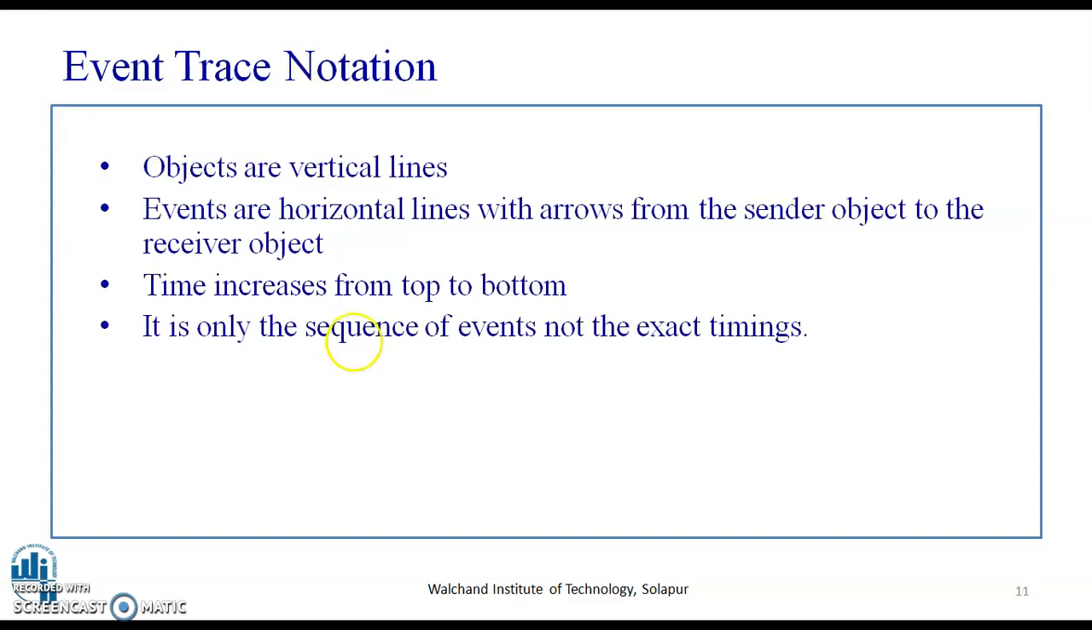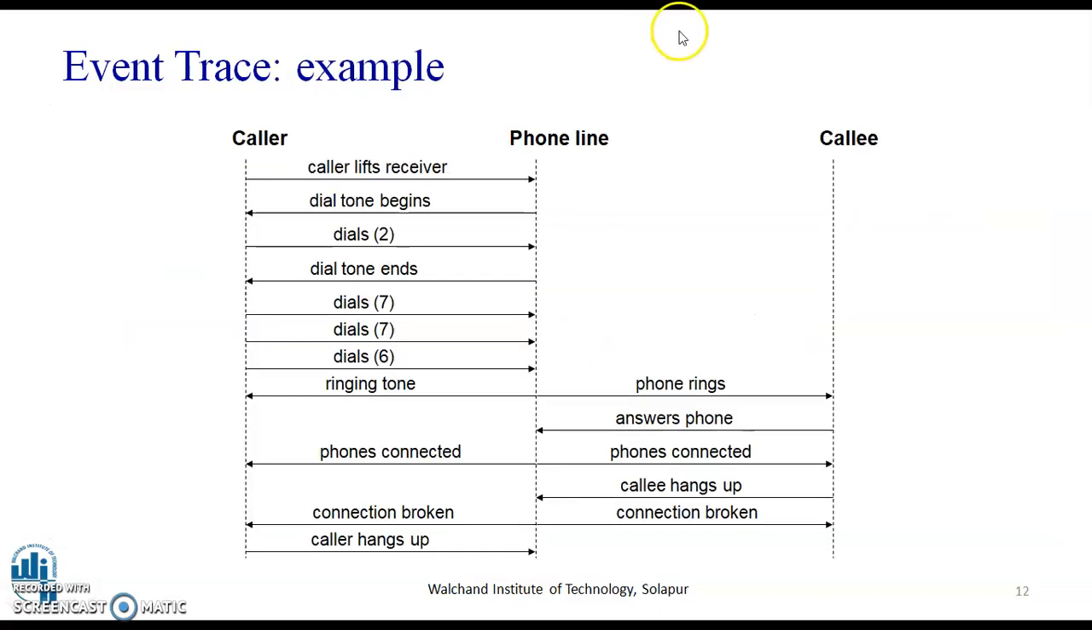Now, the notations for an event trace diagram: objects are vertical lines, events are horizontal lines with arrows from the sender object to the receiver object. Time increases from top to bottom. It is only the sequence of events, not the exact time. So take a look at the event trace diagram.